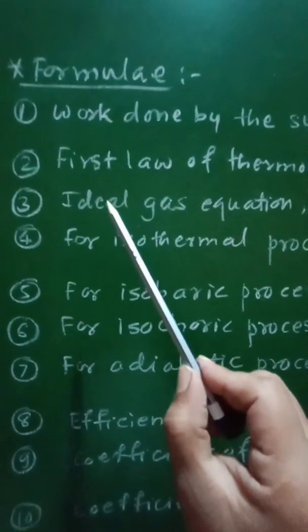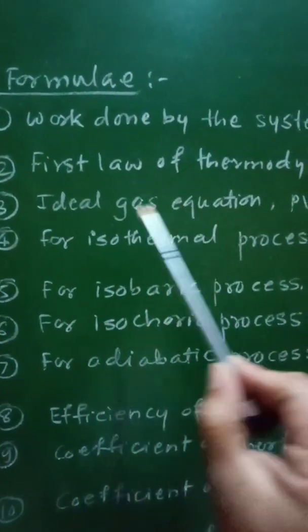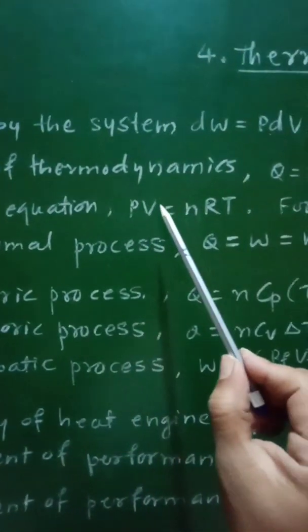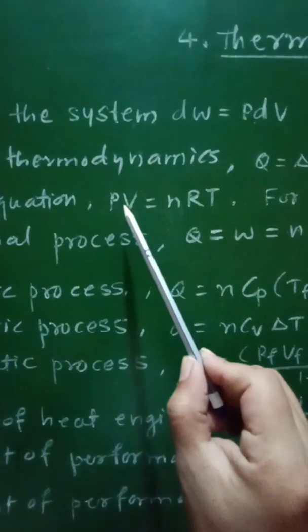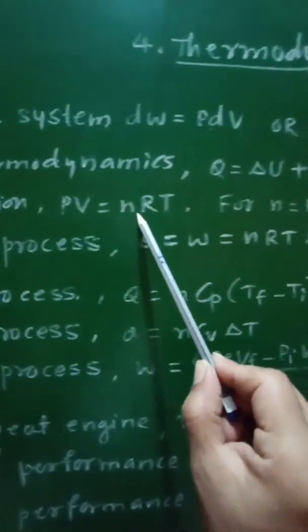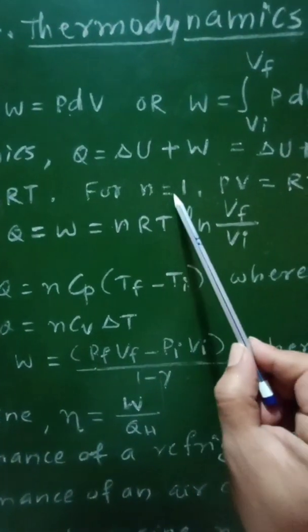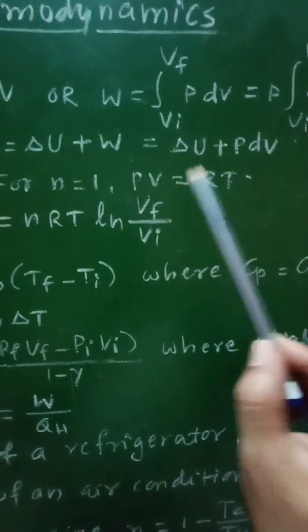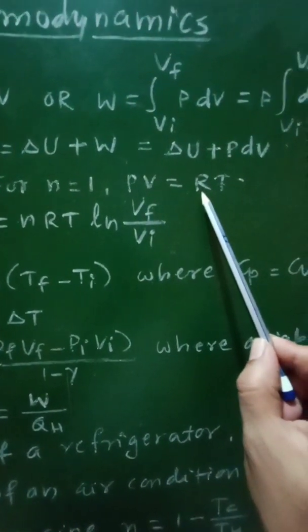Then third formula is for ideal gas equation. Ideal gas equation for n mole of gas, PV is equal to nRT, or for n is equal to 1, that is for 1 mole of gas, PV is equal to RT.